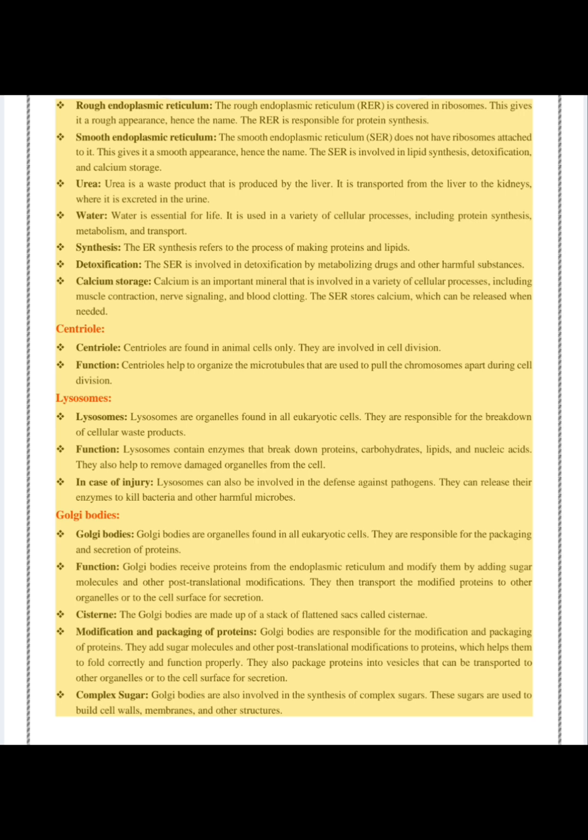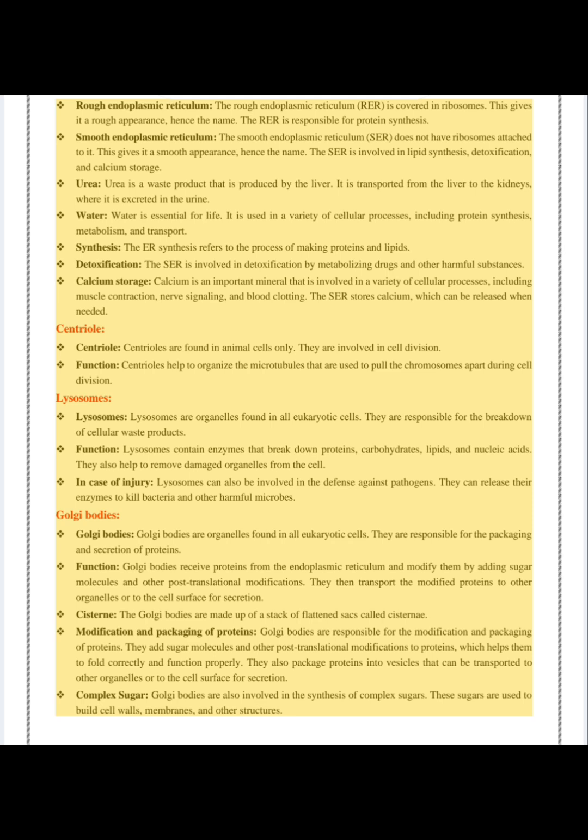Smooth endoplasmic reticulum. The smooth endoplasmic reticulum, SER, does not have ribosomes attached to it. This gives it a smooth appearance, hence the name. The SER is involved in lipid synthesis, detoxification, and calcium storage.